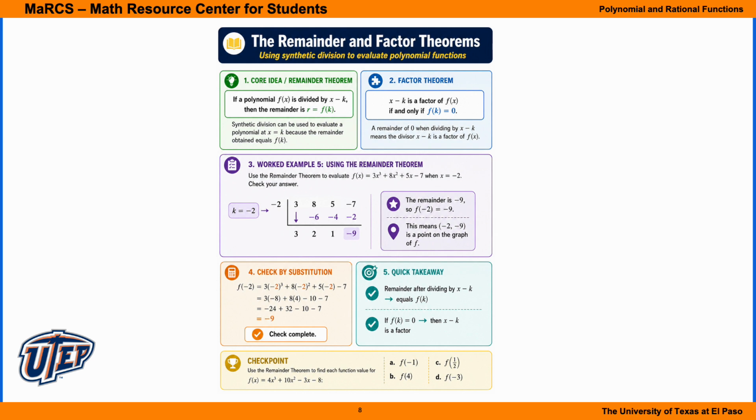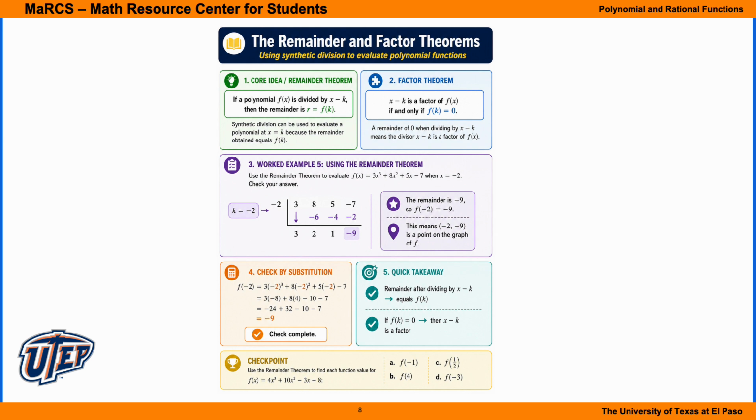So we can double check by substitution, that is, by plugging negative 2 into the function. So 3 times negative 2 cubed plus 8 times negative 2 squared plus 5 times negative 2 minus 7. Negative 2 cubed is negative 8, negative 2 squared is positive 4, so 3 times negative 8 is negative 24, 8 times 4 is 32, and 5 times negative 2 is negative 10, and negative 7. Upon simplifying, we get negative 9. So our check is complete.